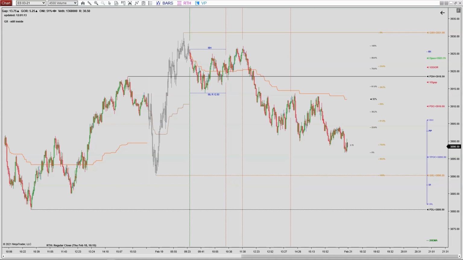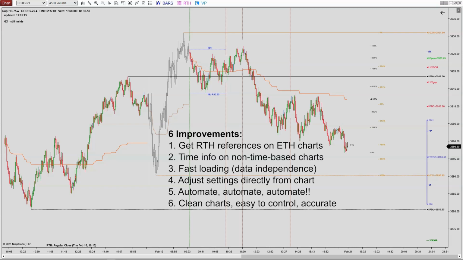TrackerRTH originated 7 years ago. It was designed to solve 6 problems for me and for which I could find no solution with other available indicators. I wanted RTH references on an ETH chart. Investment charts use RTH, and that's where the big money trades. I wanted information like the session open and initial balance to be accurate on non-time-based charts.